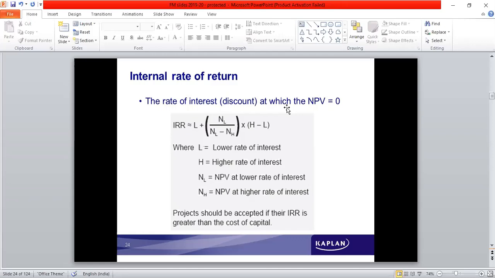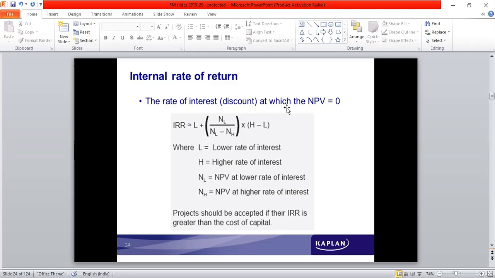So we have a negative figure. So we select a lesser value of discount rate and try it out. Once we have one set of NPV at a positive value, one set at a negative value, then we take up the interpolation, so that the formula looks like this.